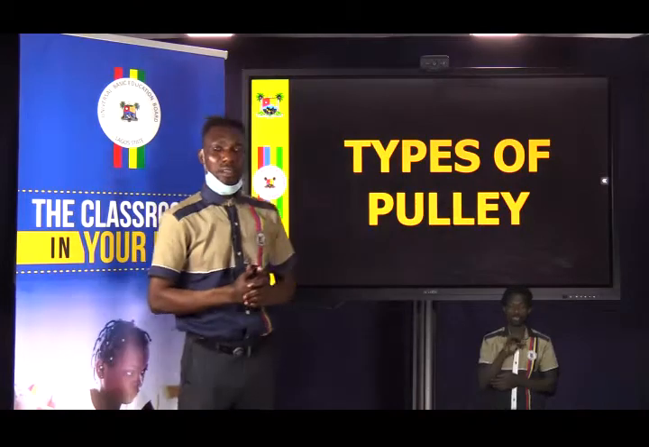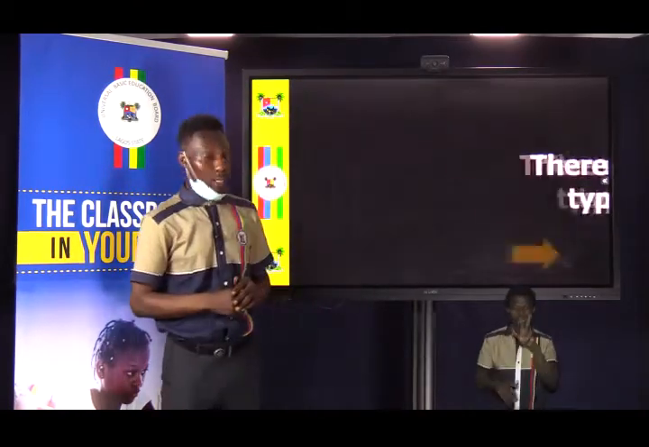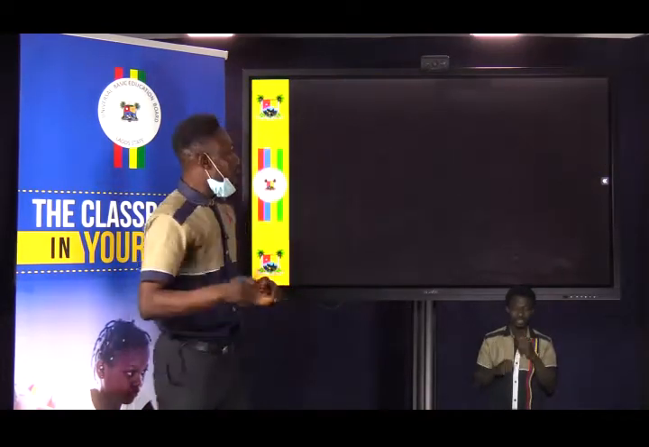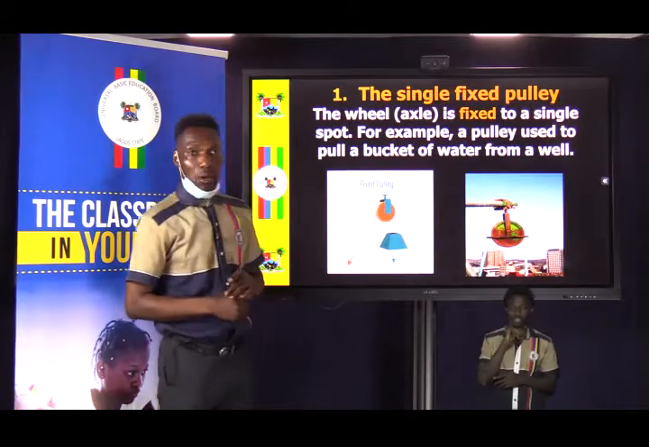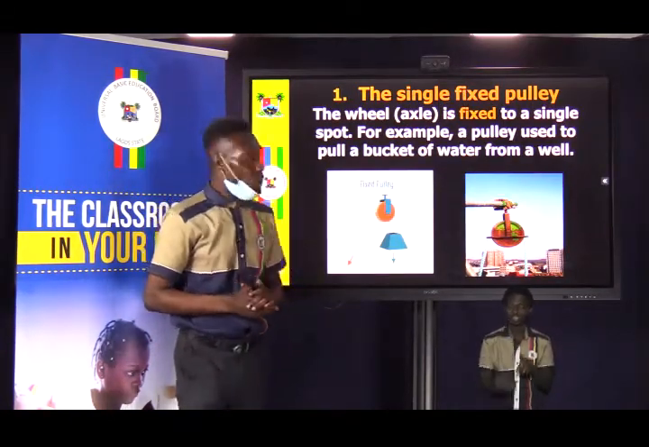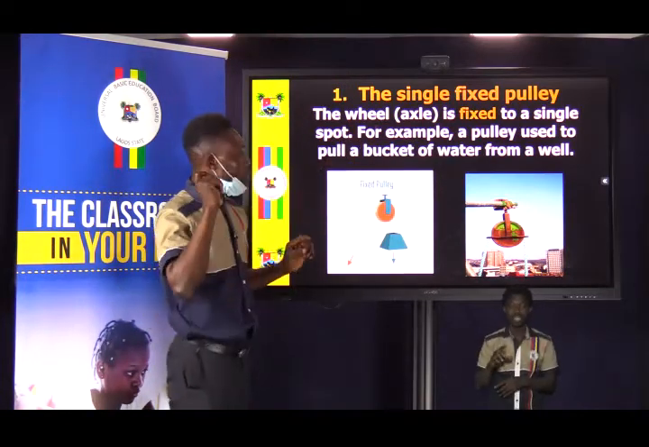Now, let's talk about types of pulley. We have three basic types of pulley. How many? Three basic types of pulley. The first one is the single fixed pulley. Say that. The single fixed pulley. In a single fixed pulley, the wheel is fixed to a single spot.